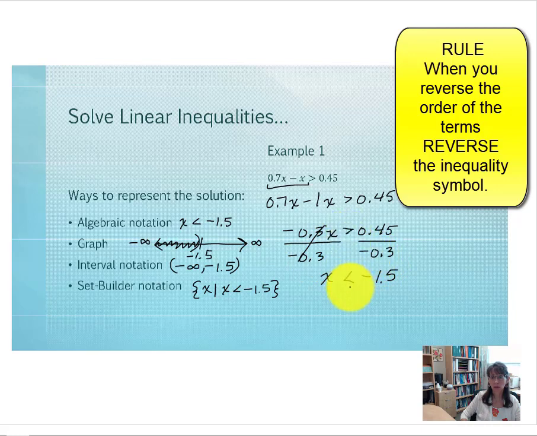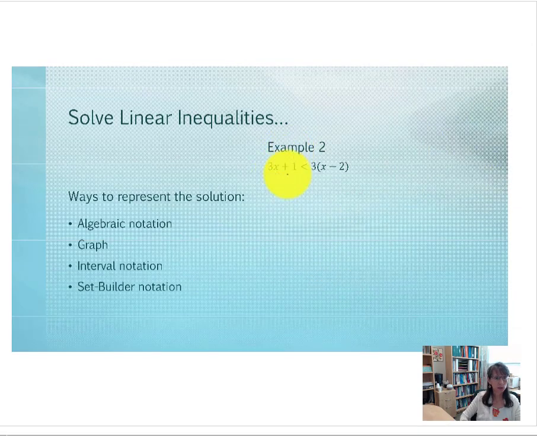So what's important to remember from this example is when you multiply or divide by something negative, it will reverse the inequality symbol. For example 2, you'll notice that we have some parentheses, so we're going to need to distribute to figure out what all of our terms are. We've got 3x plus 1 is less than 3x minus 6. So I like to collect the variables on the left side of the inequality because that will make the graphing and interval notation easier to interpret.